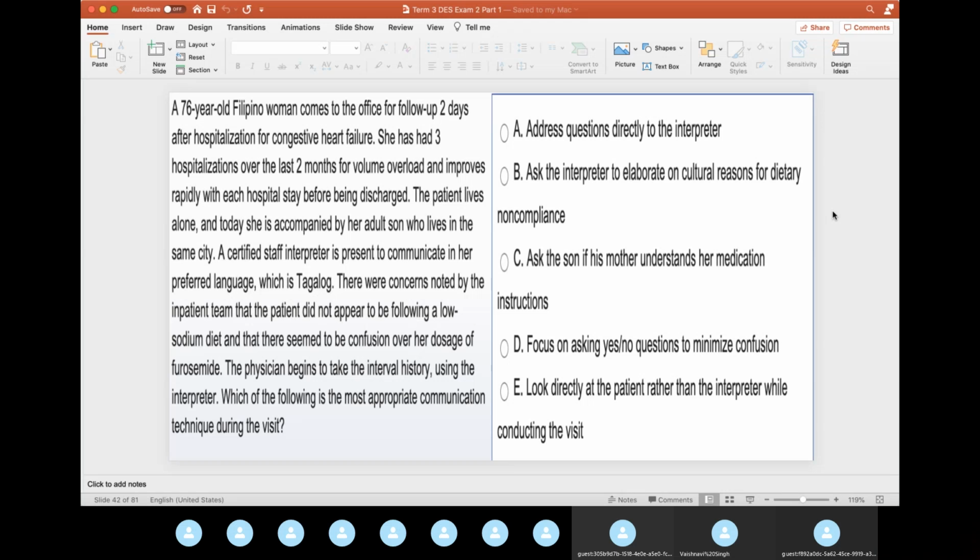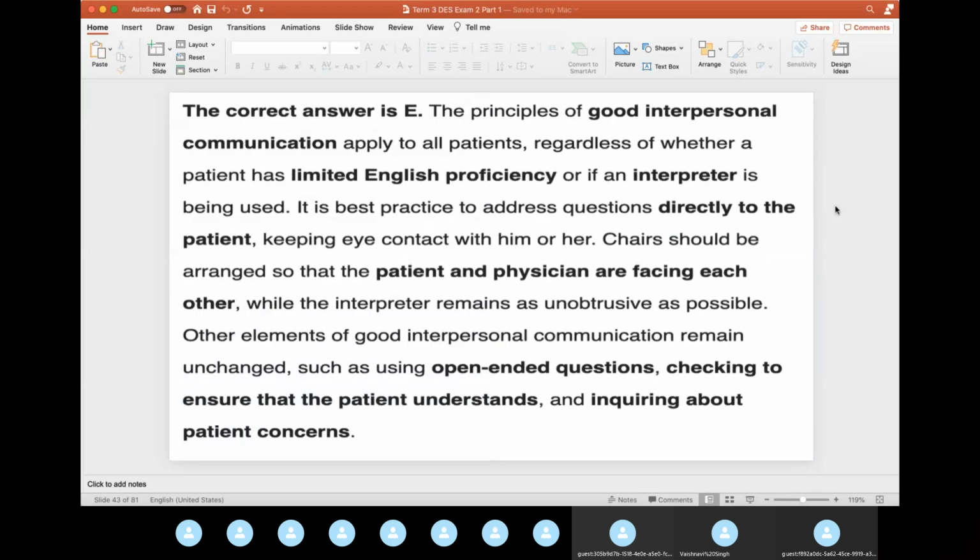No? It's E. 3, 2, 1. It is E. The principles of good interpersonal communication apply to all patients, regardless of limited English proficiency, or if an interpreter is being used. So you address your questions directly to the patient, keeping eye contact with him or her. Make sure that when you talk to the patient, you are facing each other while the interpreter remains as unobtrusive as possible. And you need to use open-ended questions, checking to ensure the patient understands and inquire about the patient's concerns. Excellent. So it's E.